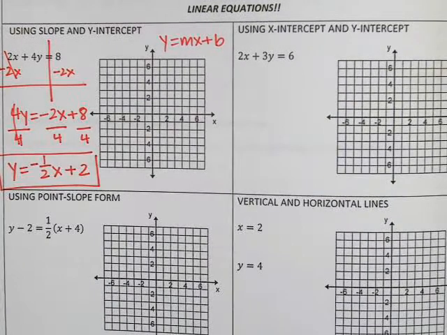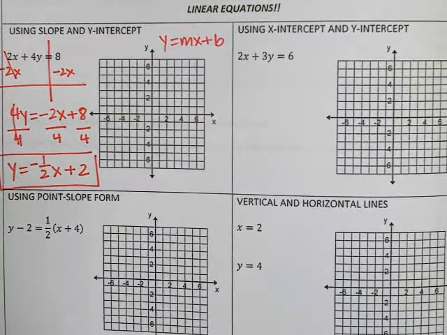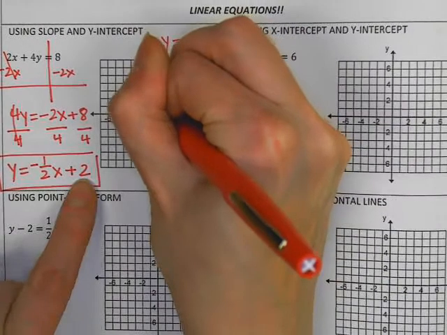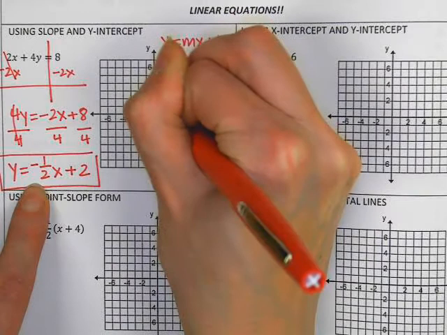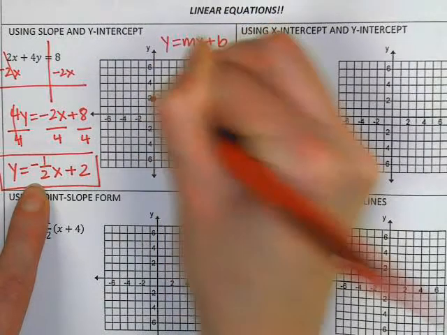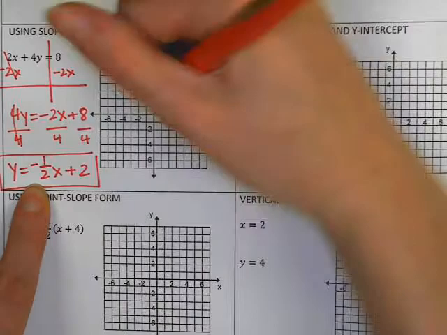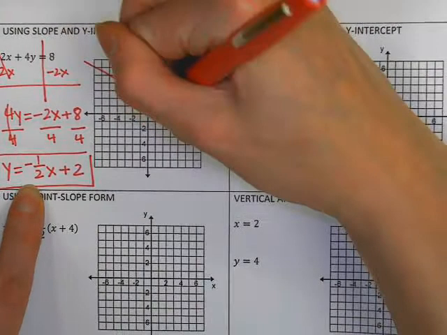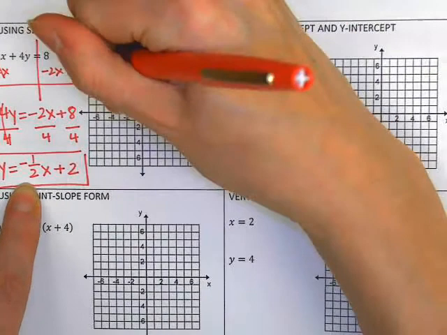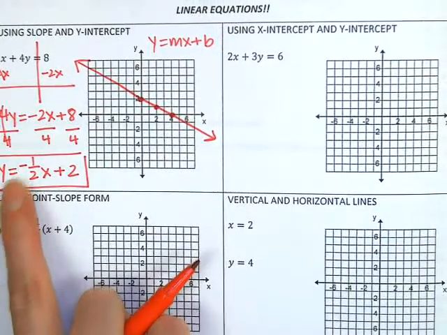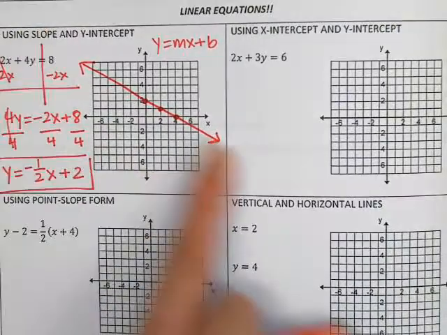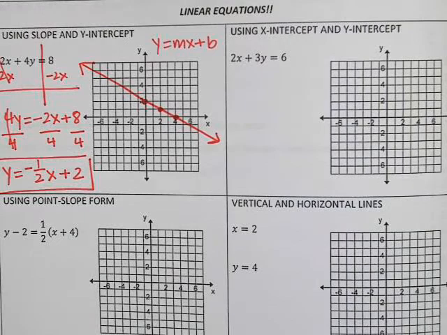Now once it's in this form, it's really easy to graph. Begin with the b and move with the m. Down 1, right 2. Make sure if your slope is negative, you're going down. And this was before we learned inequalities. This is just a line, just y equals. So no shading, just a solid line.